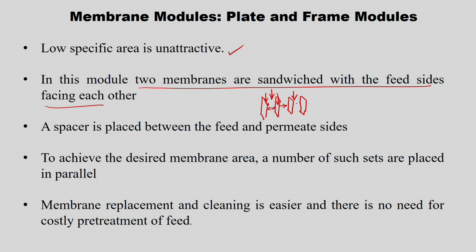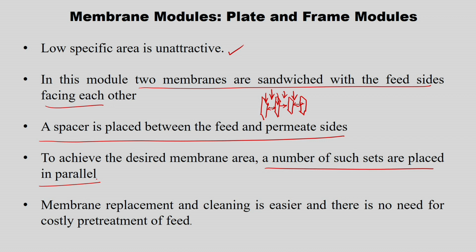Okay. So, this is the feed side facing each other. That means your feed and retentate, this is an alternative module. The spacer is placed between the feed and permeate side, and to achieve the desired membrane area, a number of sets are placed in parallel. So, this is equivalent to your plate and frame press which is used for filtration.